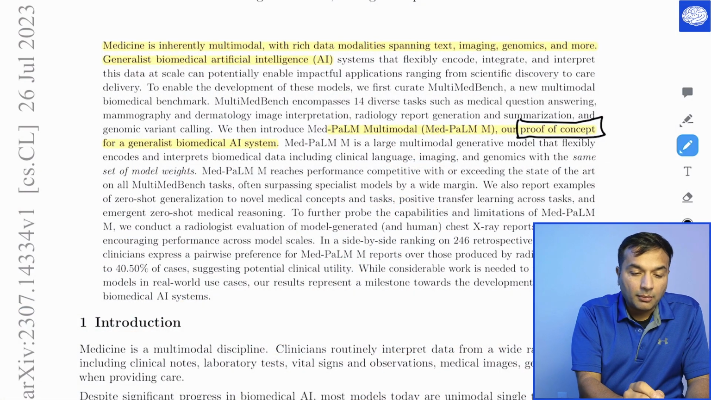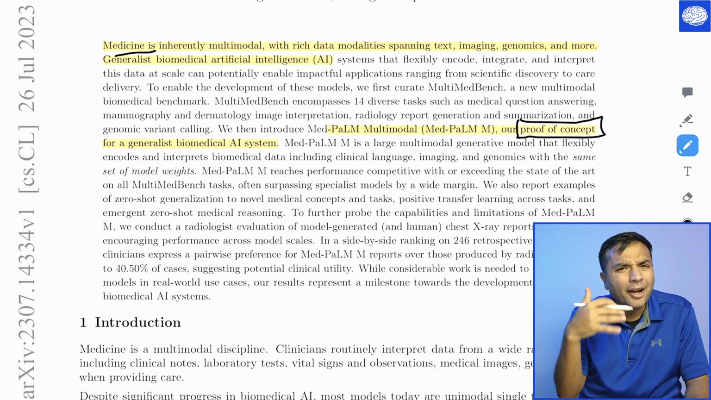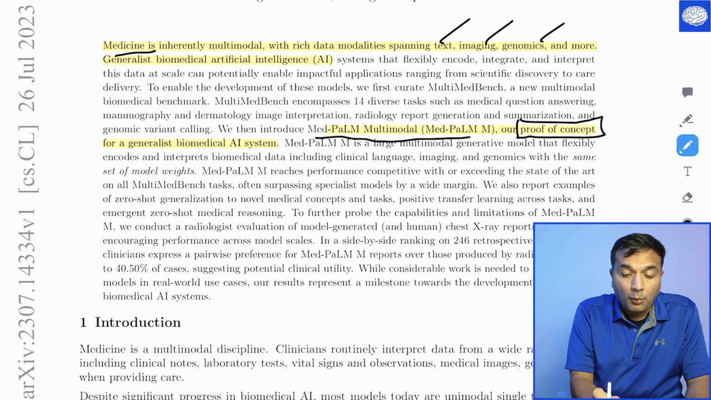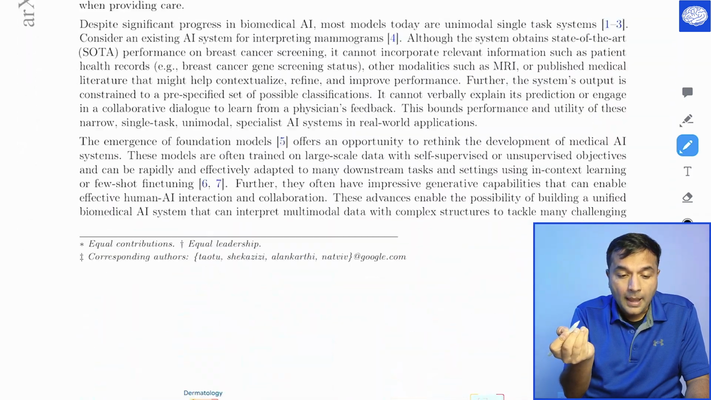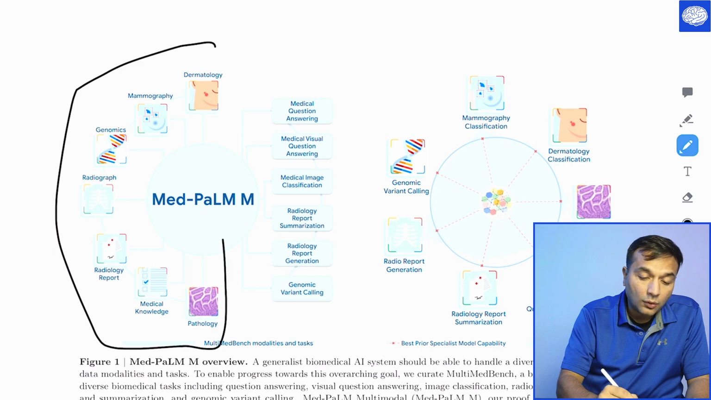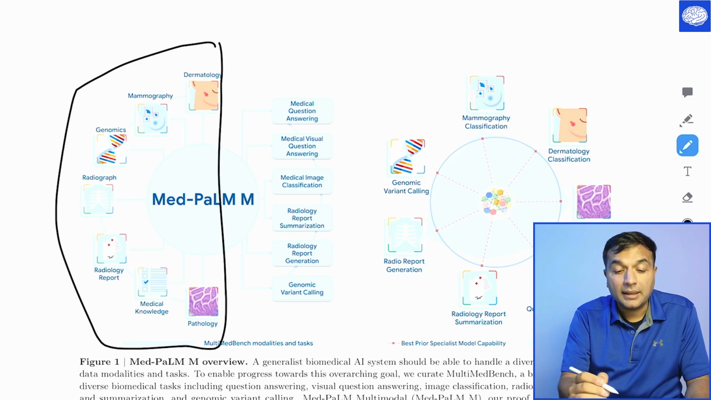Now, one of the things about medicine that we have talked about before is it's inherently multimodal. We have imaging, text, genomics, etc. And what they did is the MedPalm model is a proof of concept. Of course, this is clearly, as I said, a proof of concept model. One of the things that they have tried is going into multimodality of medicine, and therefore you can tailor this significantly.